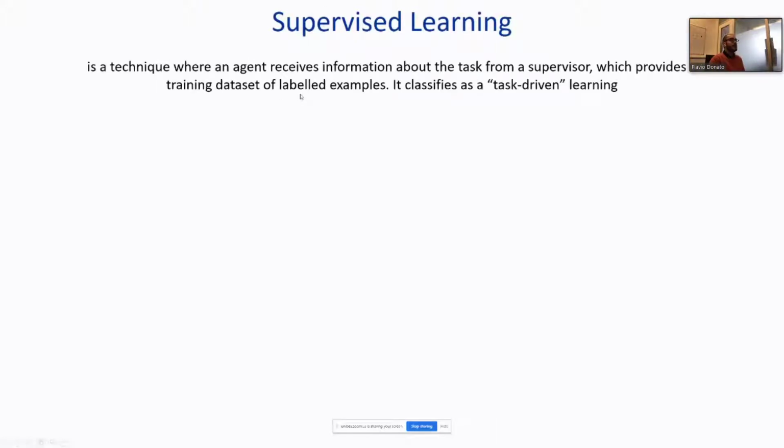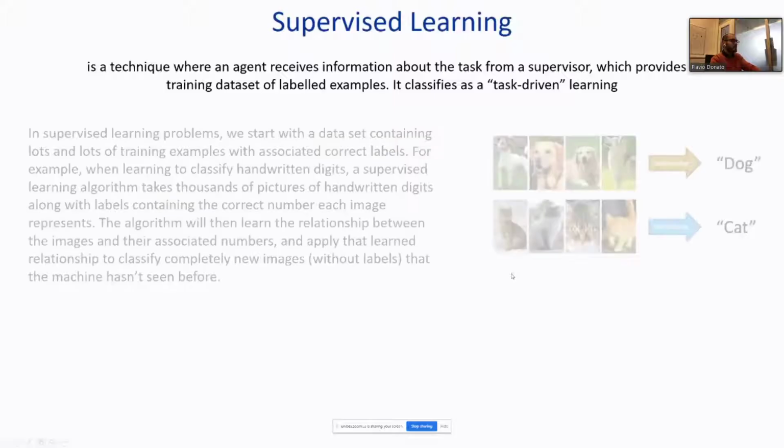It is a technique where an agent receives information about the task from a supervisor, which provides a training data set of labeled examples. So it gives you a picture of an apple and tells you this is an apple, so that the algorithm can modify its weights to arrive at the correct information. Because you know the task, the correlation is usually classified as task-driven learning. I find it a bit confusing, but we'll see it.